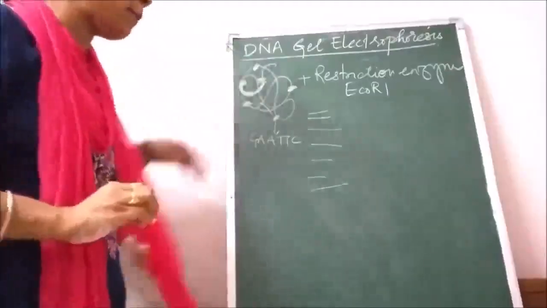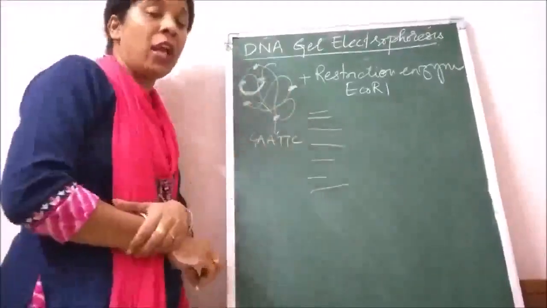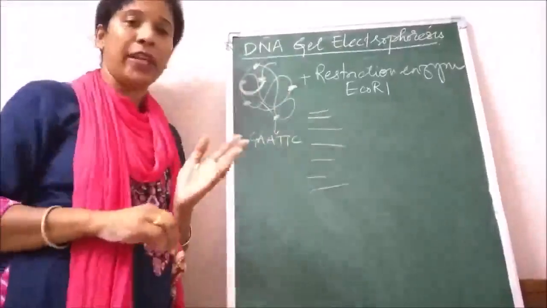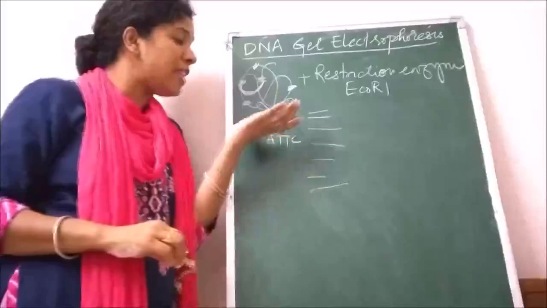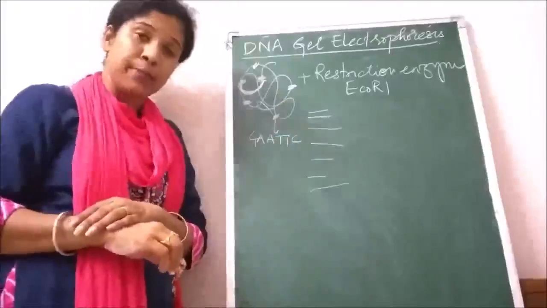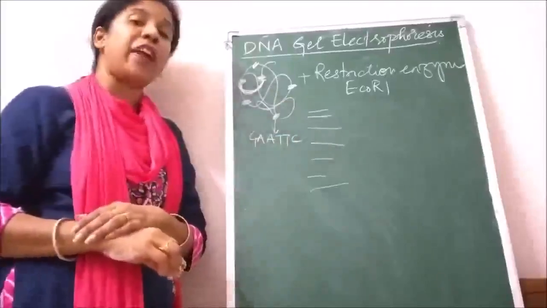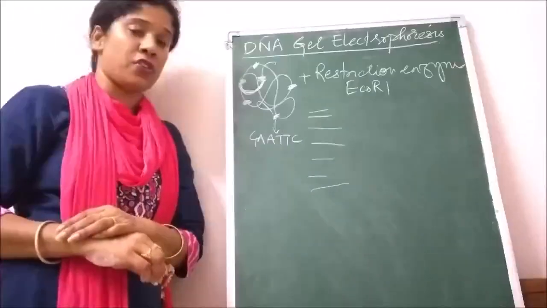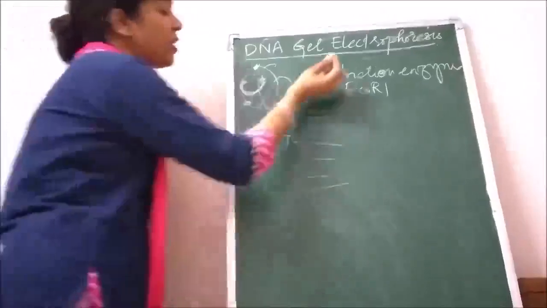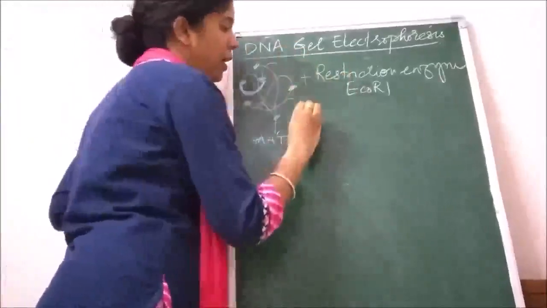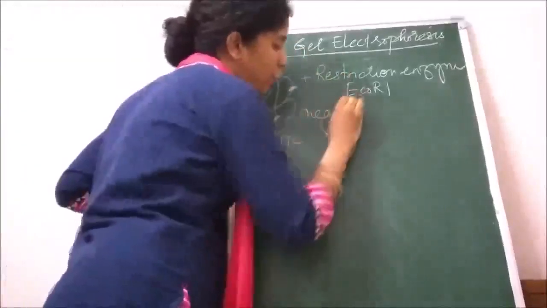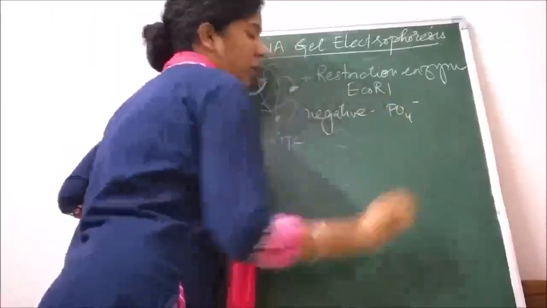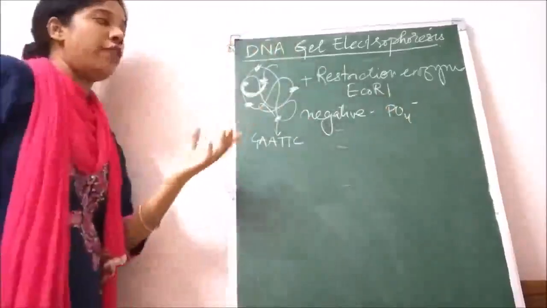So we want to separate these fragments of the DNA. How to separate the fragments of the DNA? We cannot see a bacteria, we cannot see a cell. Then how can we see the fragments of DNA? They are very small. So we need to separate the fragments of the DNA after the digestion of the DNA with restriction enzyme. Children, DNA is always negatively charged. DNA is negatively charged because it has the phosphate group.